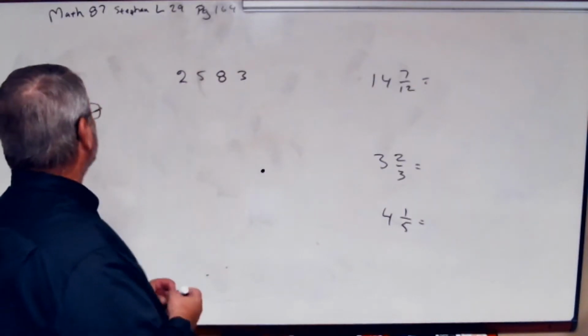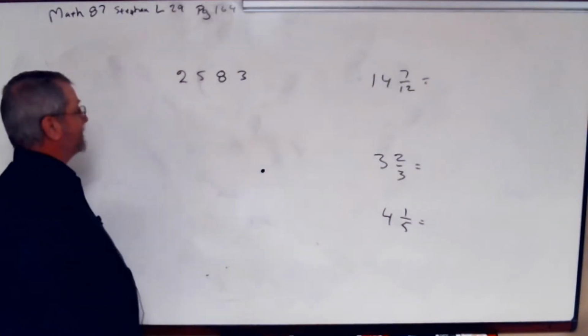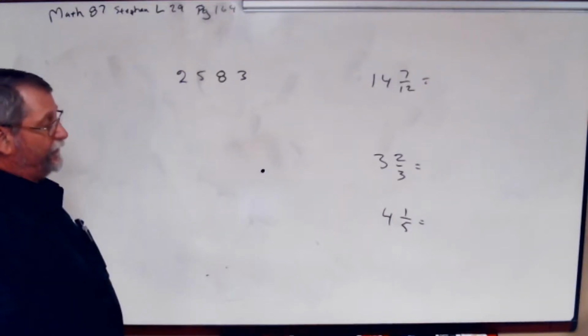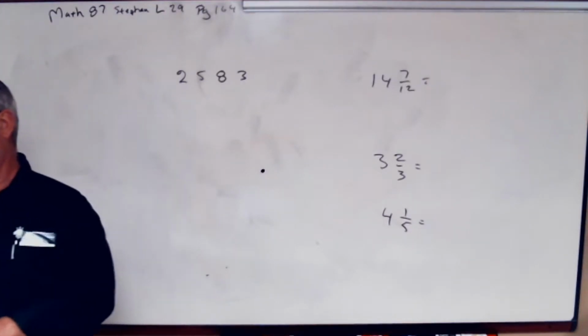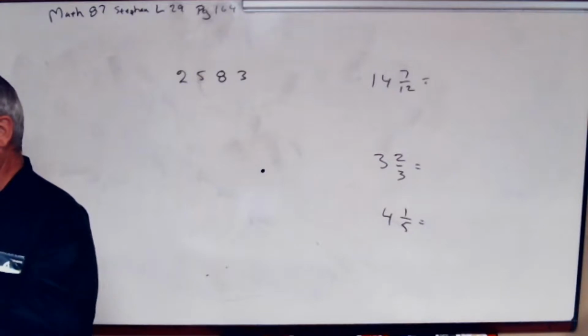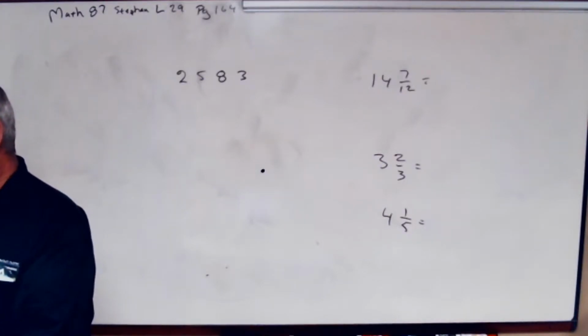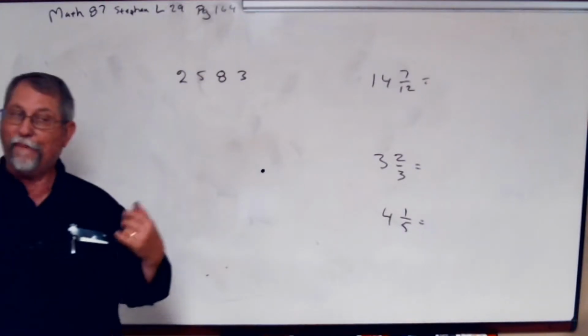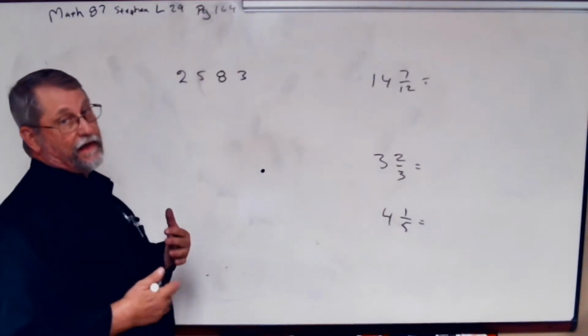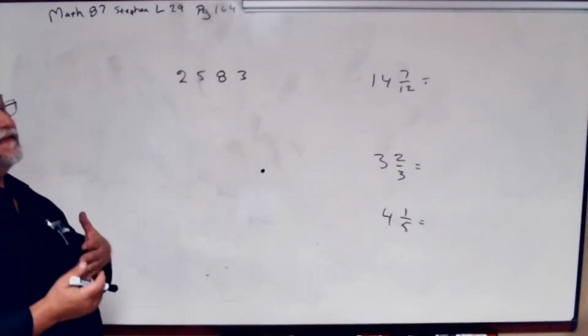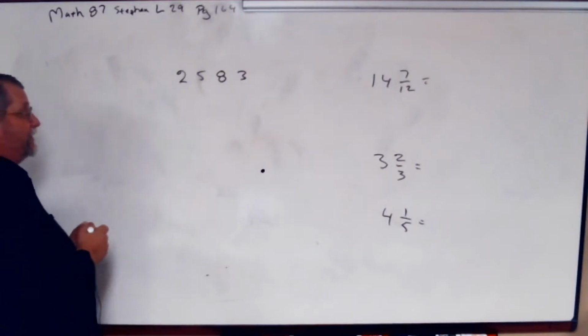All right, Stephen, Math 87, lesson 29, page 164. Okay, this is a really cool one here. I hope you get this and do well. I think you do pretty well with it. Rounding whole numbers and then rounding mixed numbers, and then the best part is estimating answers, because estimating is super easy once you learn to do it. It's a whole lot easier than anything else.